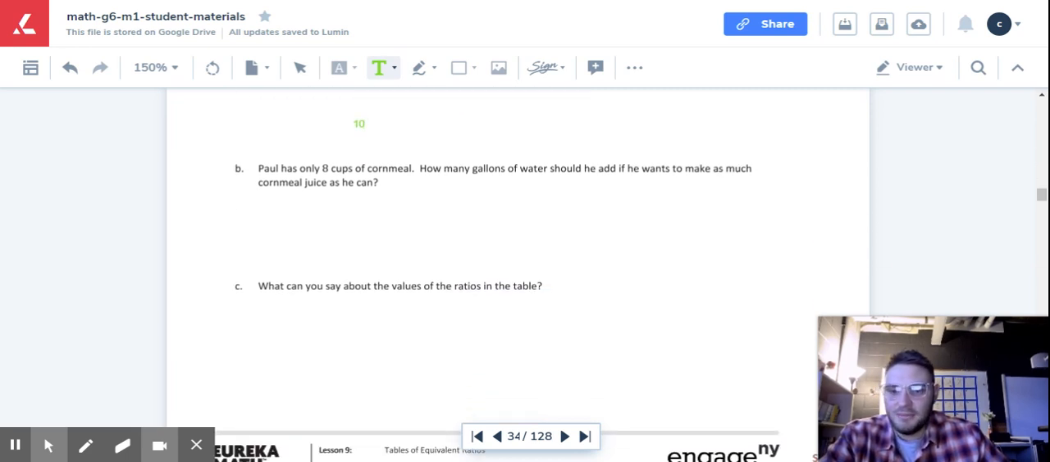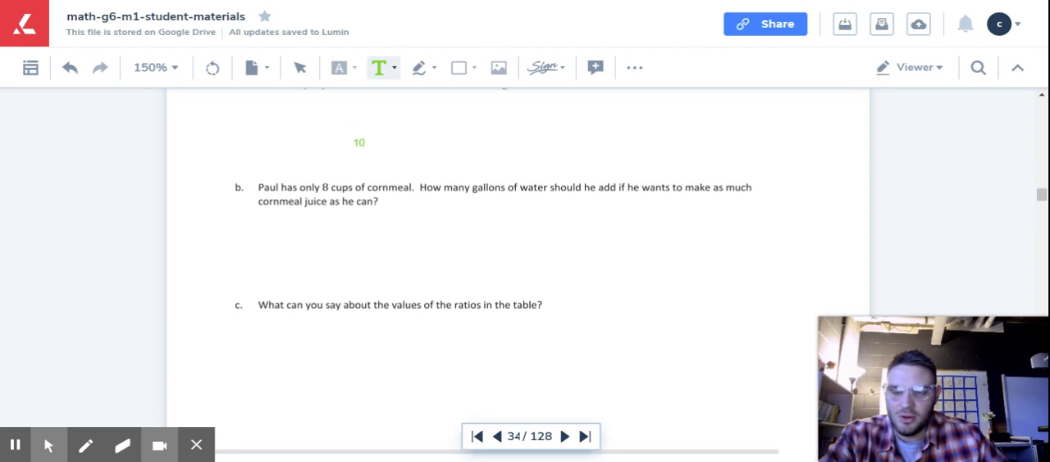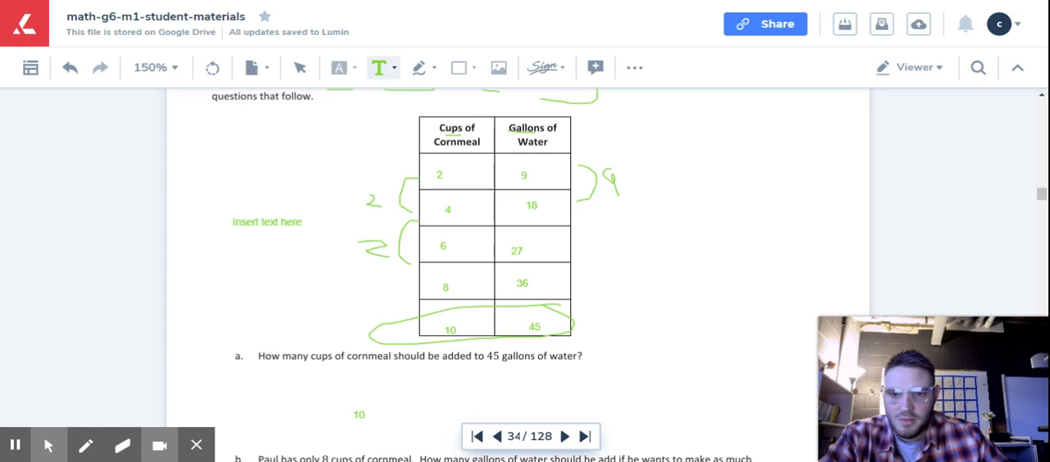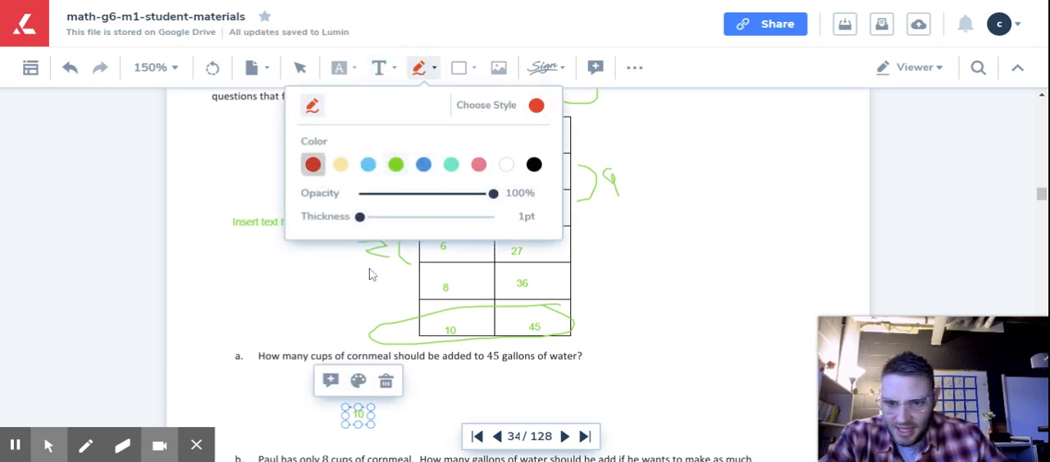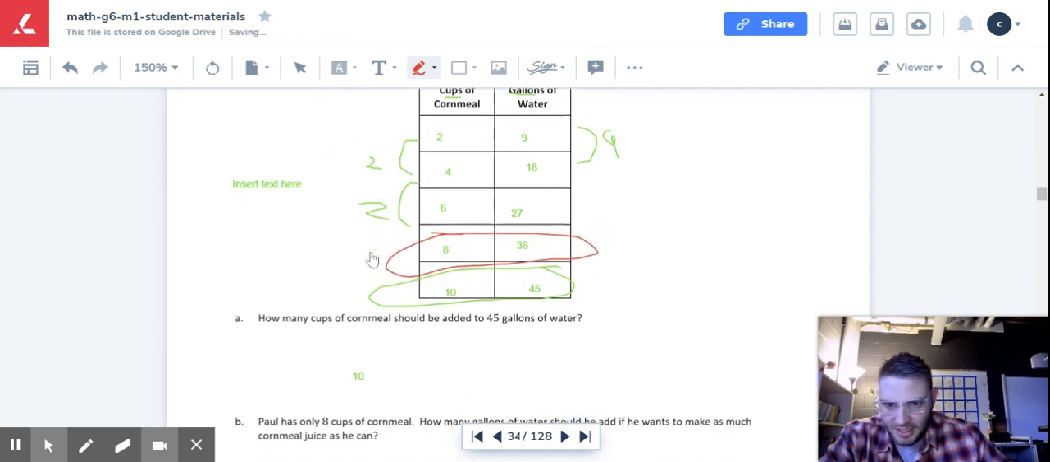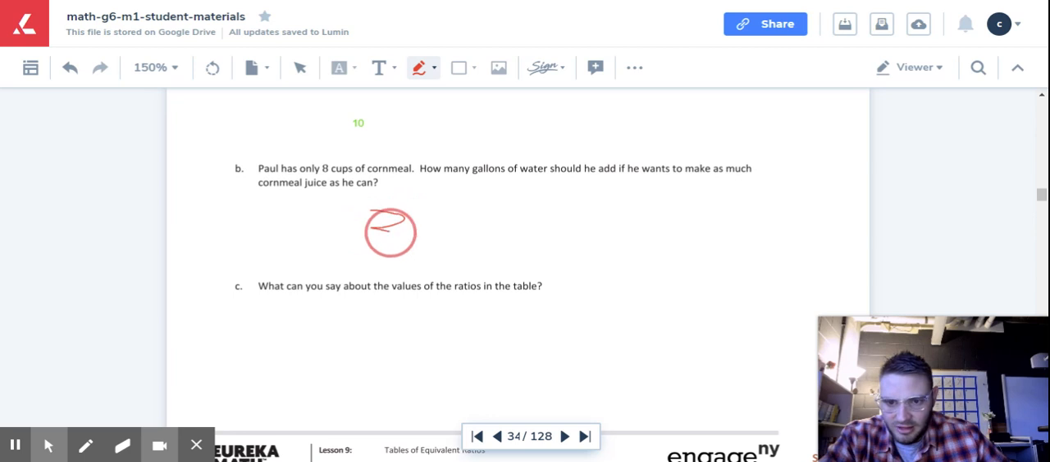Paul has only 8 cups of cornmeal. How many gallons of water should he add if he's making as much cornmeal juice as he has? So he only has 8 cups of cornmeal. So we're going to find the cups of cornmeal where it says 8. 8 is right here. So it should be 8 to 36. So the answer is very simply 36. See how easy these are?